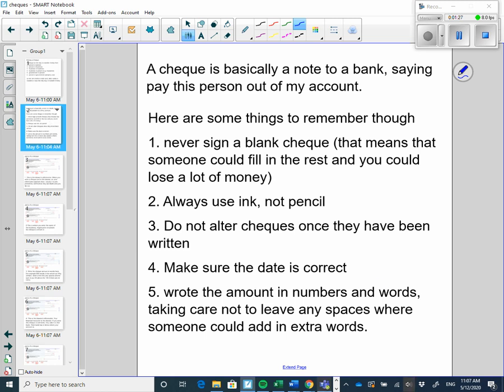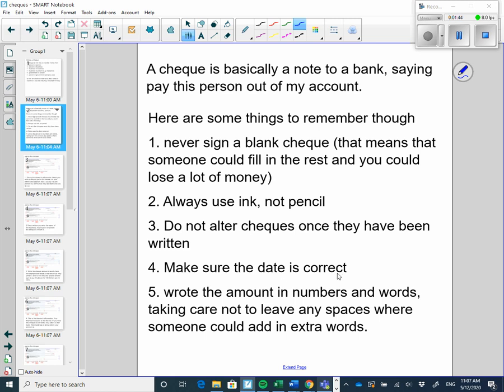You should always use a pen, ink, not a pencil, for the same reasons. People could erase and change. You should not alter checks once they've been written. Sometimes if you made a small mistake, you can make a small change and initial it, and it's okay. But you have to take care that you don't make any mistakes when you're writing a check.